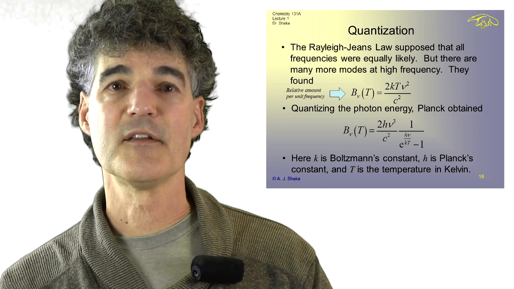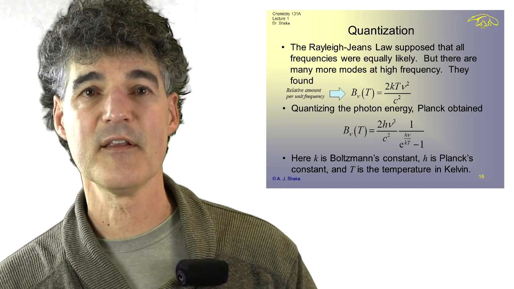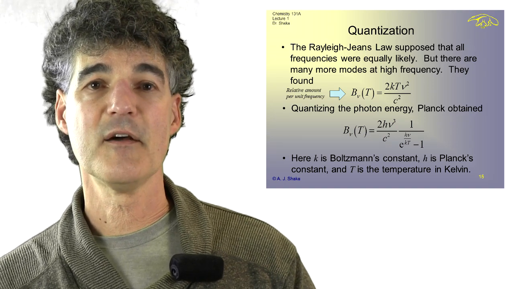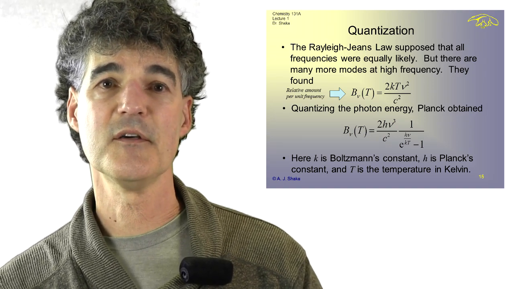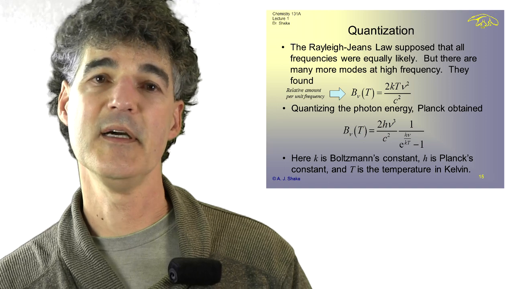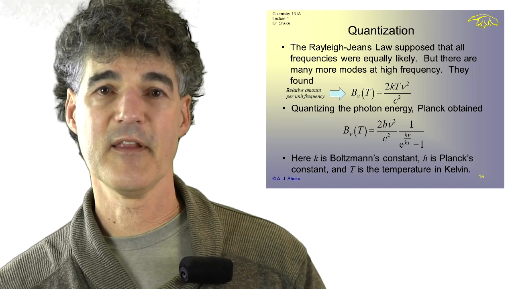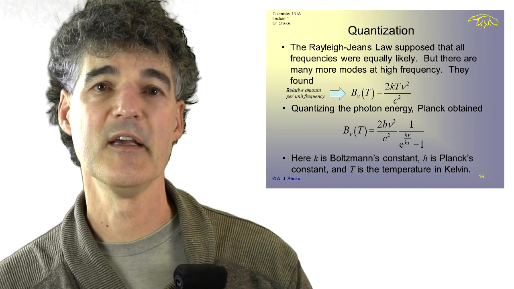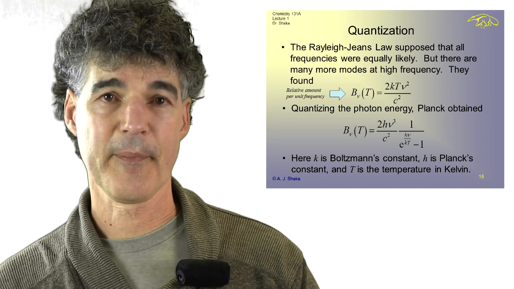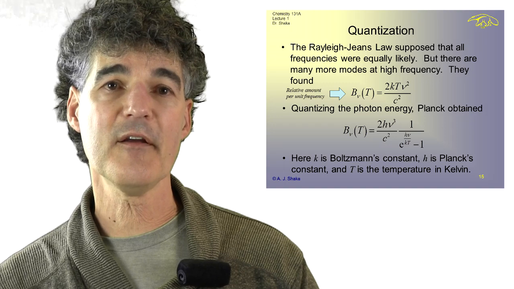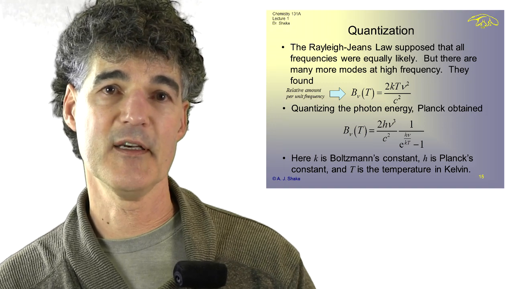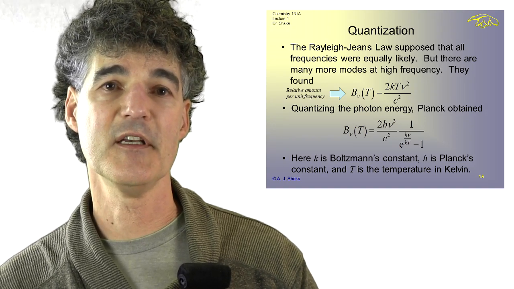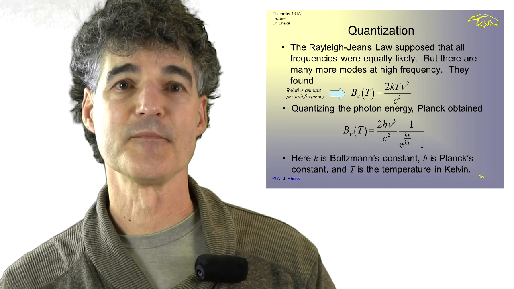He quantized the photon energy, and he obtained this formula, which on first blush looks completely different. It has a cube in the numerator, and then it has this funny exponential of h nu upon kT in the denominator. And we can compare these two formulas on a graph and see what happens.